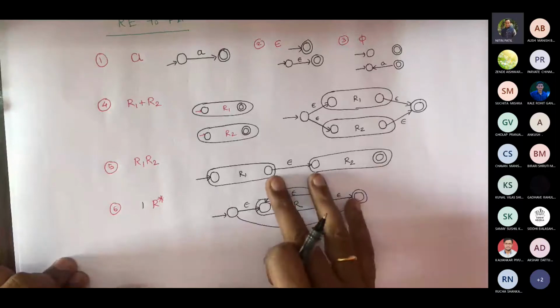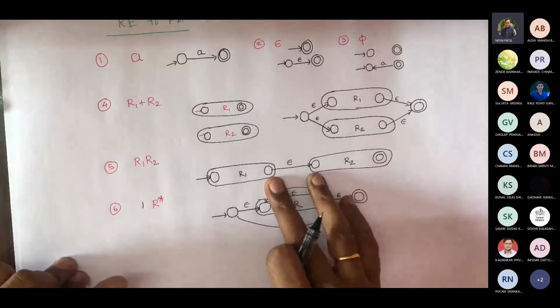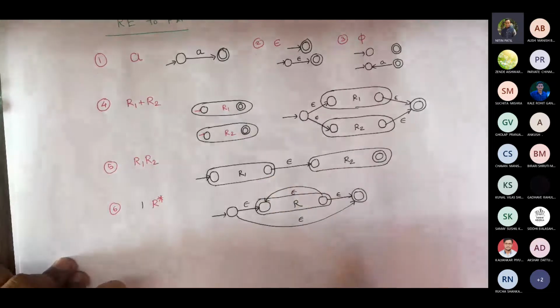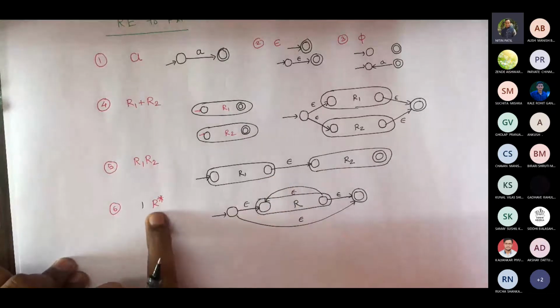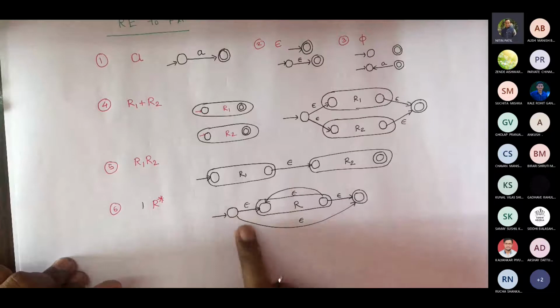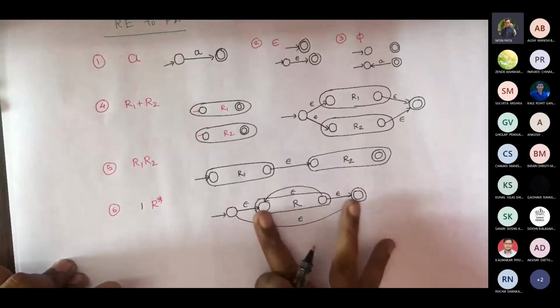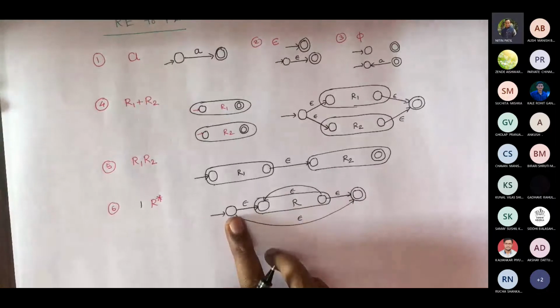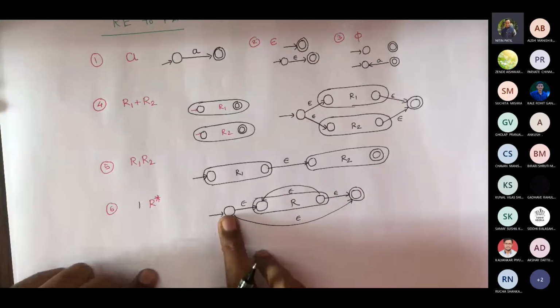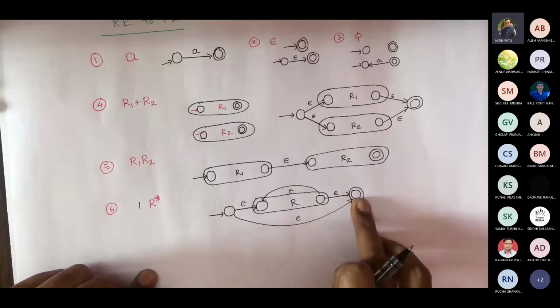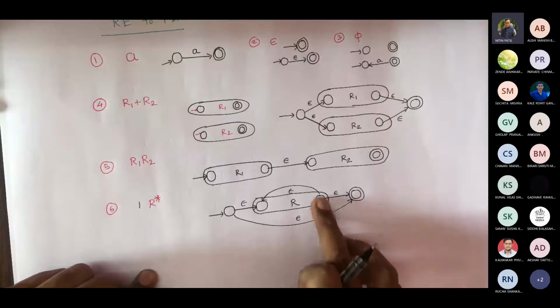And only add a transition from the final state of R1 to the initial state of R2 with epsilon. Done. Now the star, R star. So you have R with initial and final states; add 2 states and 4 transitions. One of them would be the new initial state, from the new initial to the initial of R1, and from the new initial to the new final add epsilon.